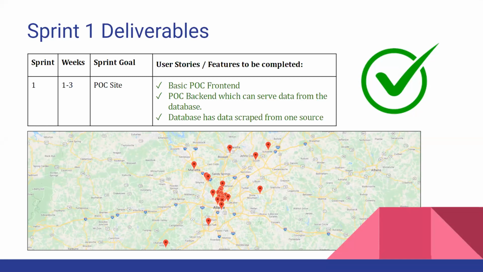In Sprint 1, we built a basic front end that was little more than a map with pins on it, these pins representing events. Those events came from a very basic backend, which just dumped data from the database in JSON to the front end. And that database only had one source supporting it, ATL events.